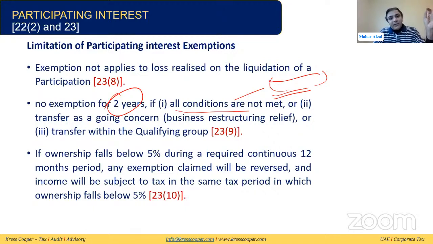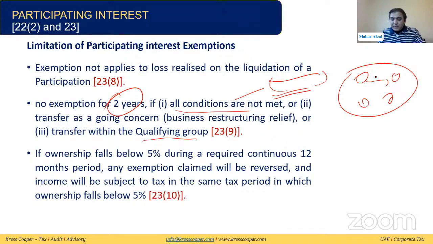They said if this 5% has been acquired through a transfer as a going concern, then there will not be exemption relief. Further, transfer within a qualifying group: if the person is part of the qualifying group, any transfer within the qualifying group will be at the book value, not at the market value. So if this equity interest is acquired through a transfer within the qualifying group, it will not be subject to exemption. The person will be liable to pay income tax.